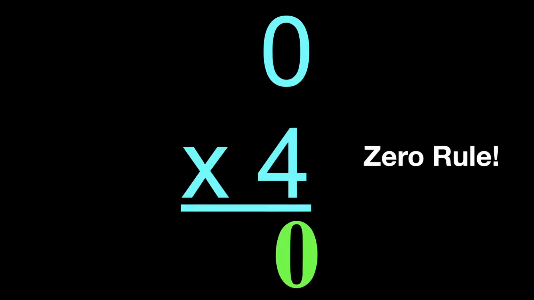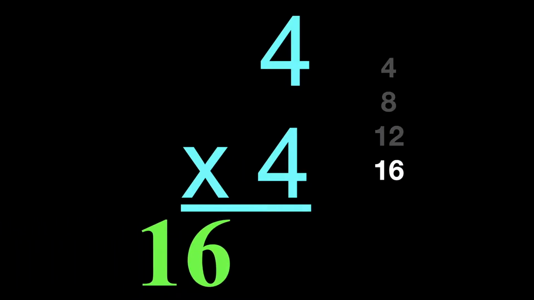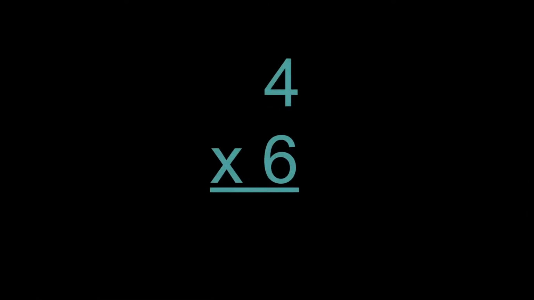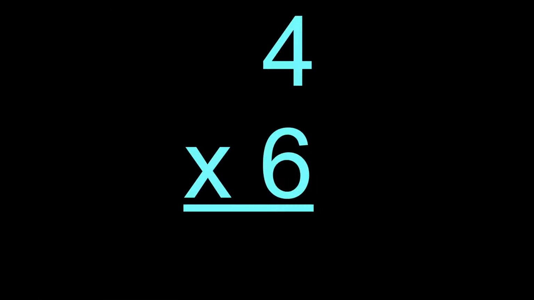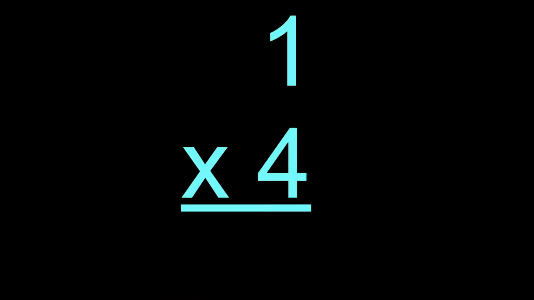0 times 4, 0 rule, just 0. 4 times 4, ready? 4, 8, 12, 16, right? Good. 11 times 4, that's just going to be the 11 rule. We're just going to double that 4 for 44. 4 times 6, hang in there, almost done. 4, 8, 12, 16, 20, 24. Good. 1 rule, right? Going to be 4.